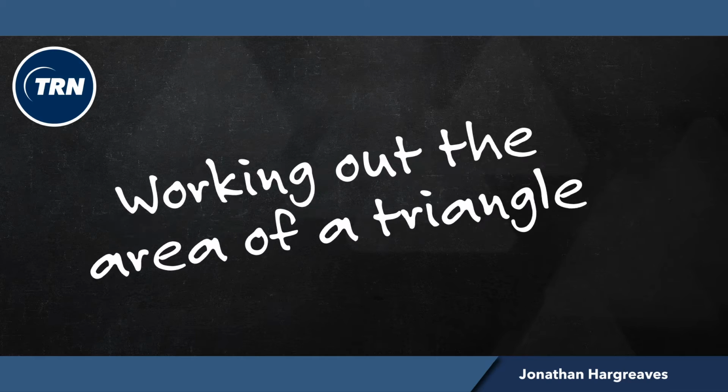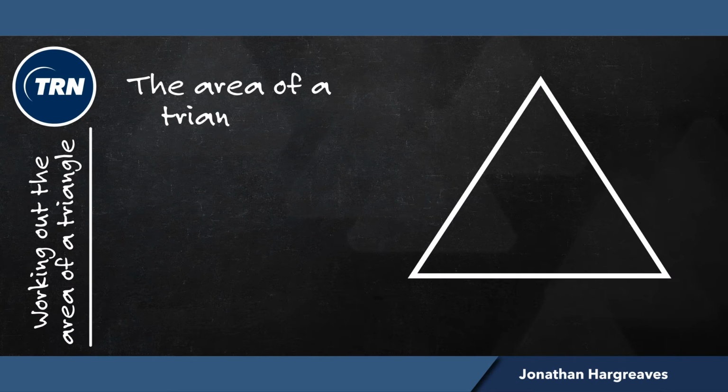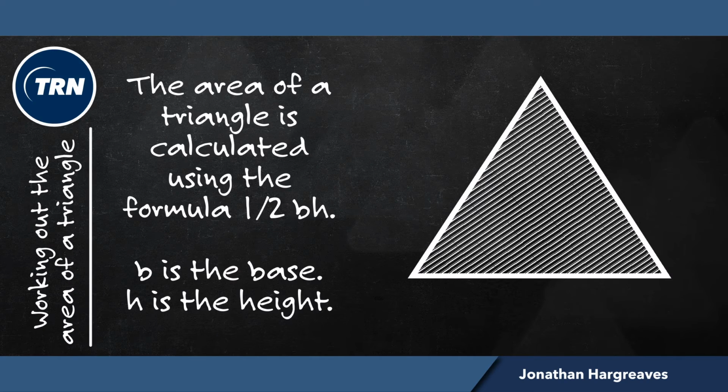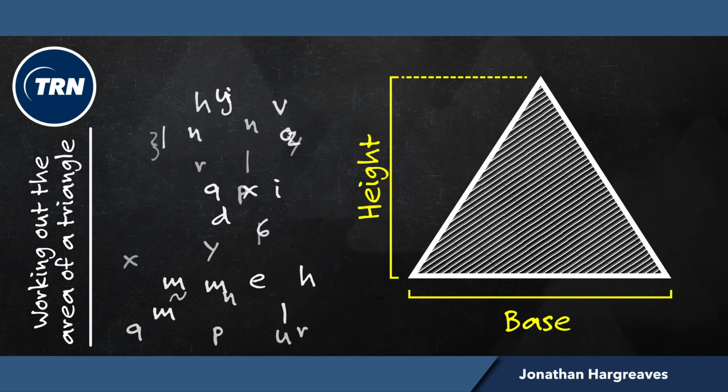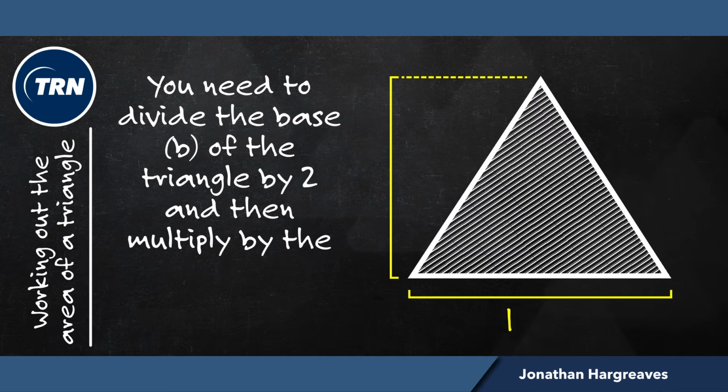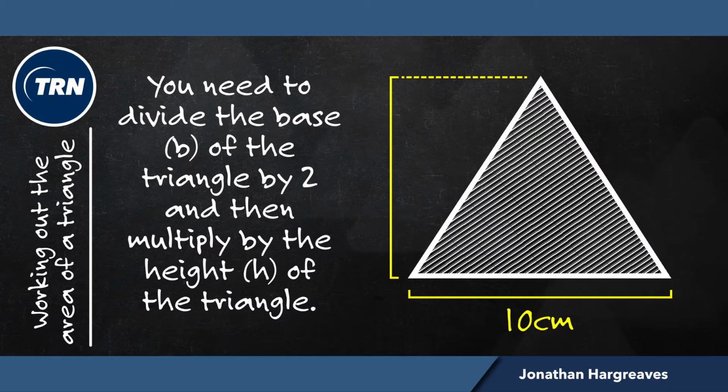The area of a triangle is calculated using the formula half base times height. B is base, h is height, and this means you need to divide the base B of the triangle by 2 and then multiply by the height of the triangle.